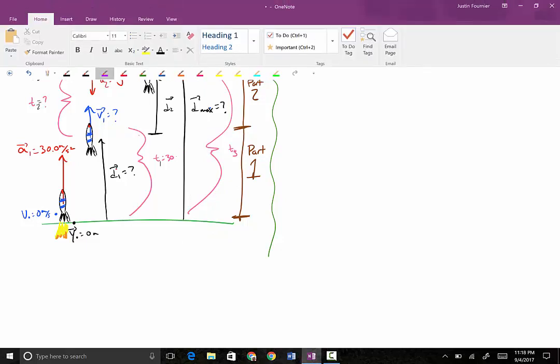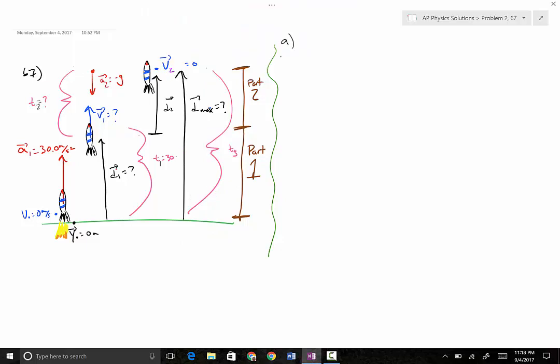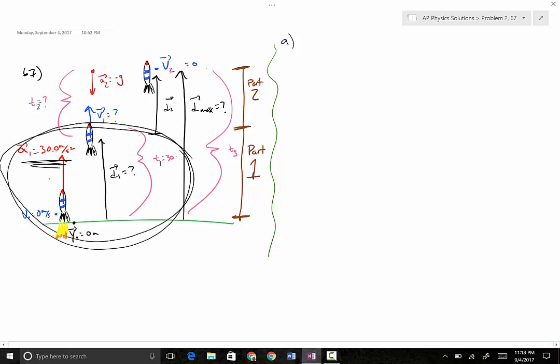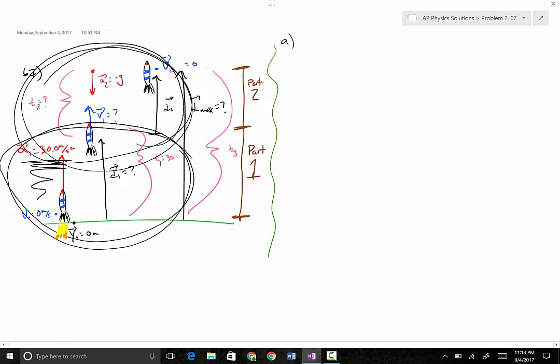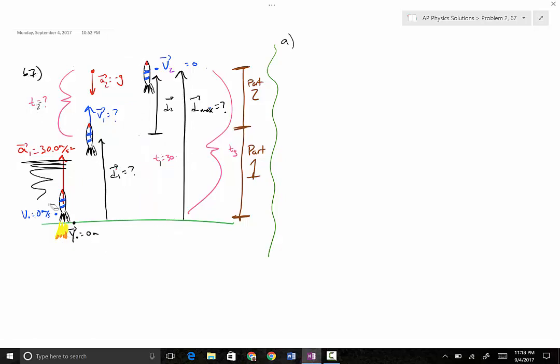Alright, so let's start with part A. Part A is asking, what is the rocket's maximum altitude? To find the rocket's maximum altitude, I'm going to find how far it travels in the first part when its acceleration is 30 meters per second squared, and then how far it travels once the fuel cuts out and its acceleration is negative 9.8 meters per second squared. I'm going to do that in two parts, and then add those two parts together.